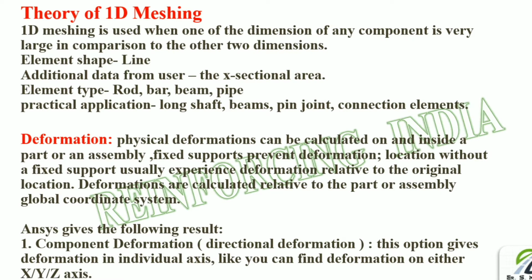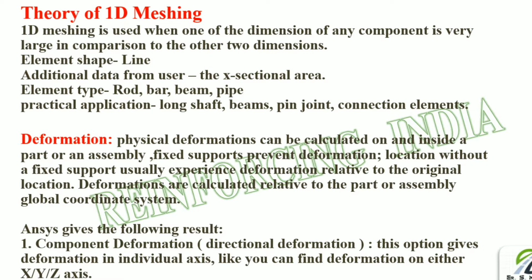Today we will see the theory of 1D meshing. 1D meshing is used when one of the dimensions of any component is very large in comparison to the other two dimensions. Why are we focusing on this 1D meshing? Because before analyzing any geometry or model, we should be able to classify it as 1D, 2D or 3D. That's why it is important to go through the theory of 1D, 2D and 3D meshing.